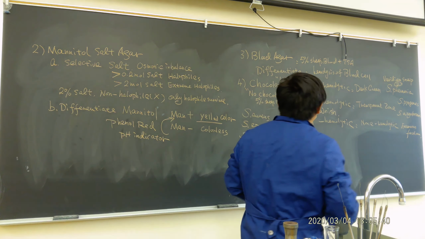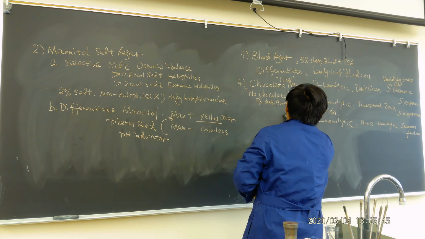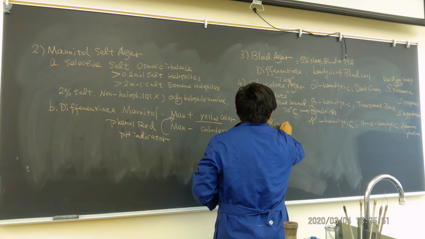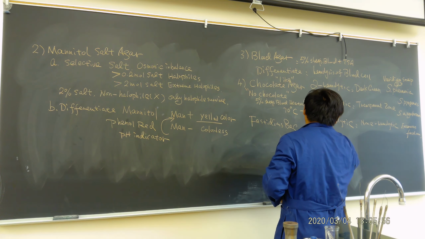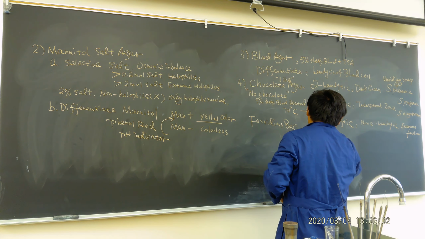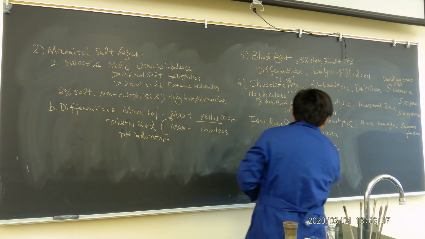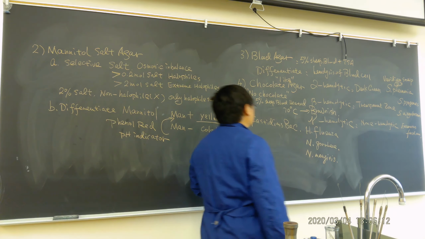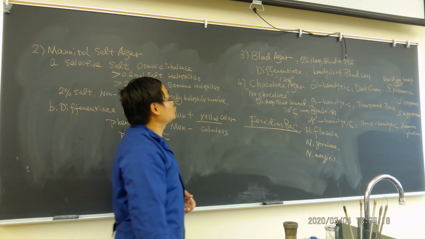Now, chocolate agar is very important. Why is it important? It is used for growing fastidious bacteria. Now, what are the examples of fastidious bacteria? We mentioned them: Haemophilus influenzae, Neisseria gonorrhoeae, Neisseria meningitidis, all those. Fastidious bacteria means the bacteria is very picky. Okay, they need a chocolate agar.